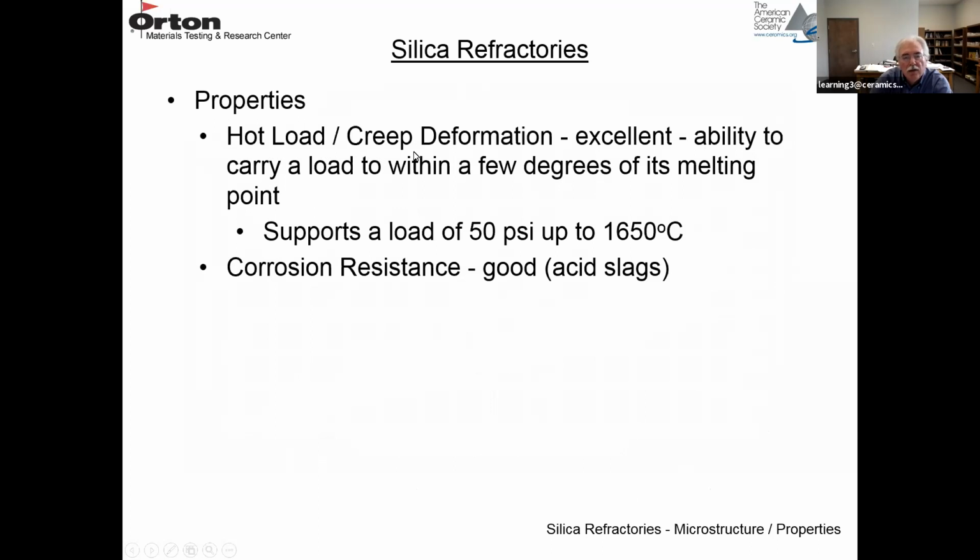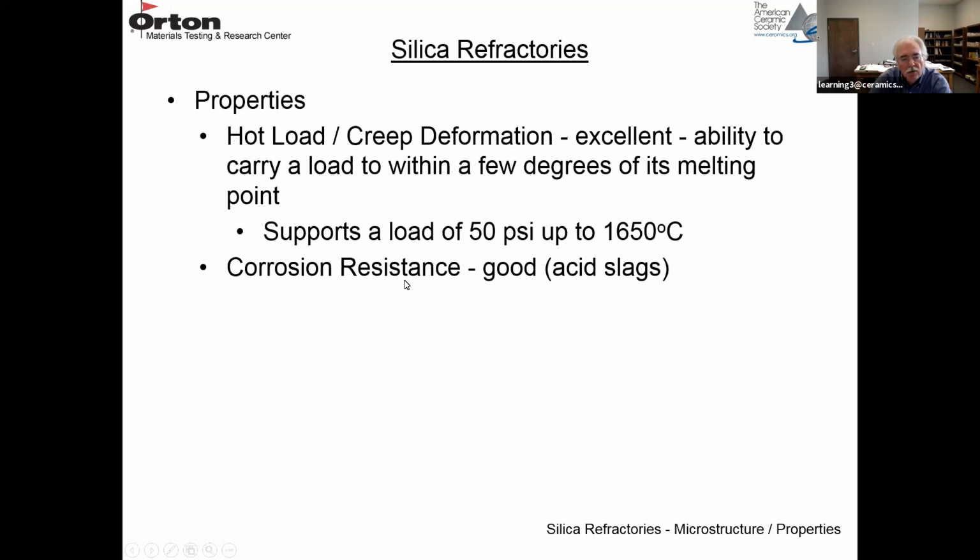We mentioned the development of liquid phases that occur rapidly at some temperature. So the hot load and creep in this material are excellent. So hot strength, high capability, good creep deformation resistance, up to a point within a few degrees of where it melts. And that's a function of how many impurities are present. So it can support a load of 50 psi up to 1650 degrees C. But as soon as you exceed that temperature, all these properties degrade rather quickly with the liquid formation. So the creep increases, and the hot strength and hot load decrease also.